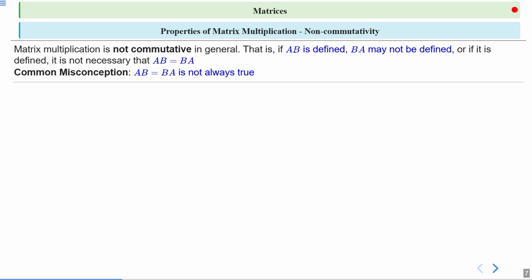Now, many students assume that if you can multiply two matrices in one order, you can do so in the reverse order with the same result, right? However, as we have just discussed, AB does not always equal BA, right? This is an important concept to grasp as it can affect how we approach problems involving matrices, right? You can remember that the order of matrix multiplication matters significantly in matrices. Okay.